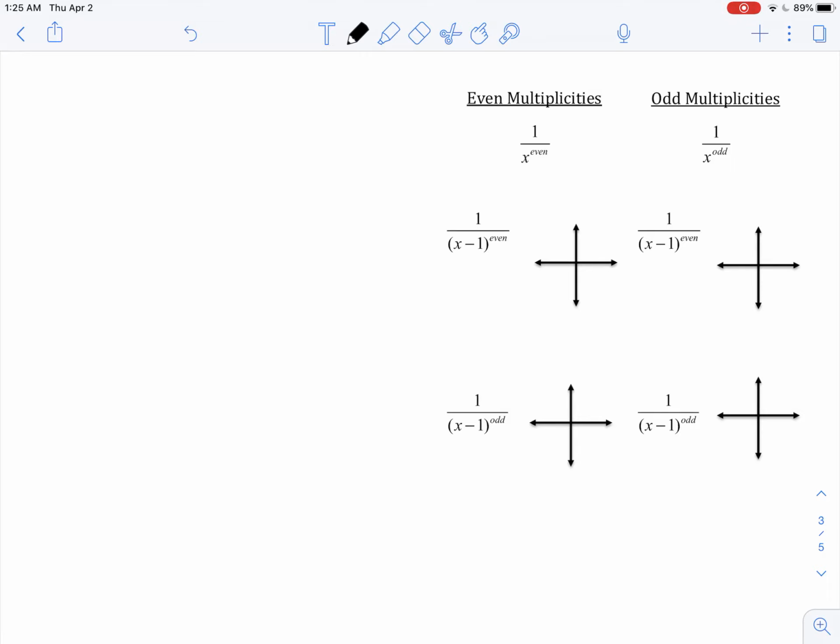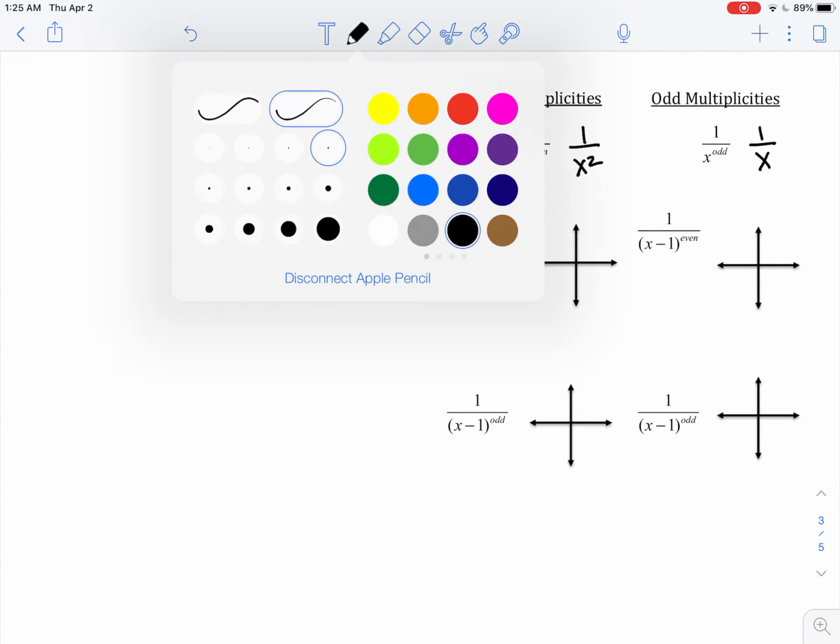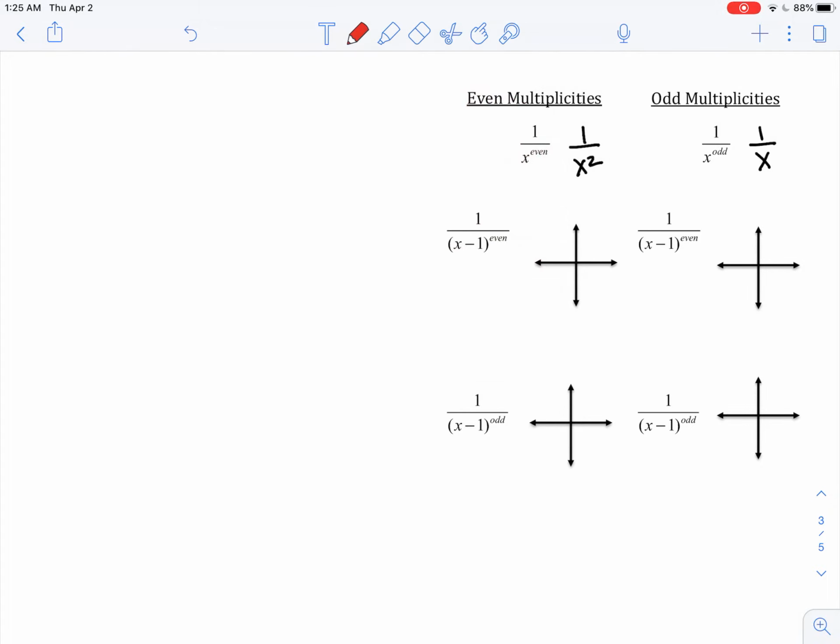For our even multiplicities, anytime you have a rational where it is 1 over x to an even power, then your graph is going to take on a shape similar to 1 over x squared, versus if it is 1 over x to an odd power, then your graph is going to take on a shape similar to 1 over x. And recall that our 1 over x squared, if it's 1 over x even, was something along these lines, and our 1 over x was something along these lines.